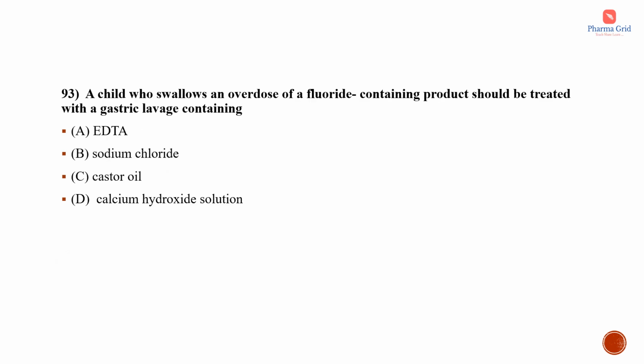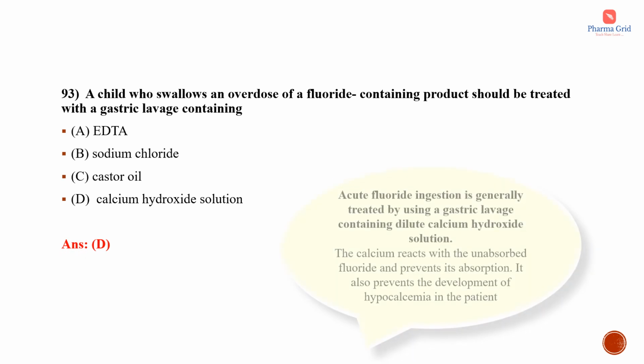Next question. A child who swallows an overdose of a fluoride containing product should be treated with a gastric lavage containing. So in the question they have asked about the antidote for fluoride toxicity. So here the options are EDTA, that is ethylene diamine tetraacetic acid, sodium chloride, castor oil, calcium hydroxide solution. So here the correct answer is option D, that is calcium hydroxide solution.